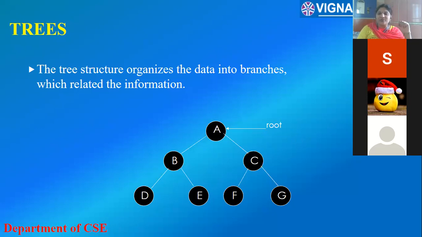What kind of relationship exists among the given data elements through a tree? Parent and child relationship, as already we have told. What is the parent of B and C? A. What is the parent of D and E? B. What is the parent of F and G? C. What is the parent of C?